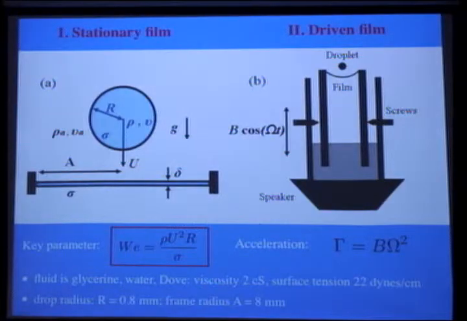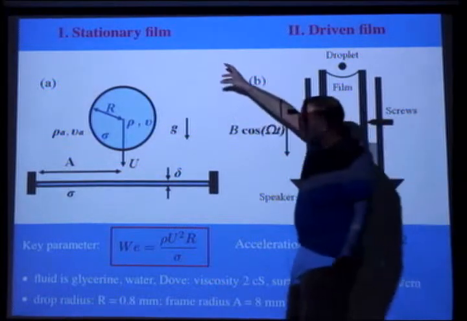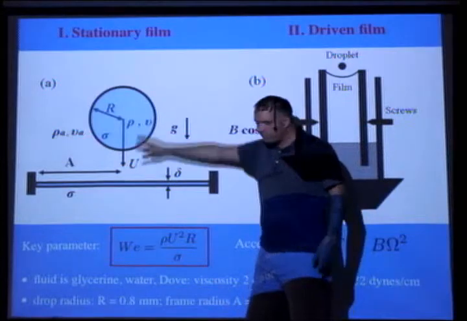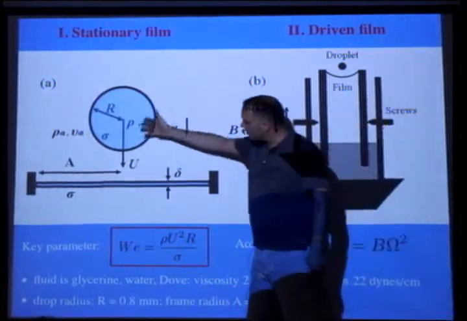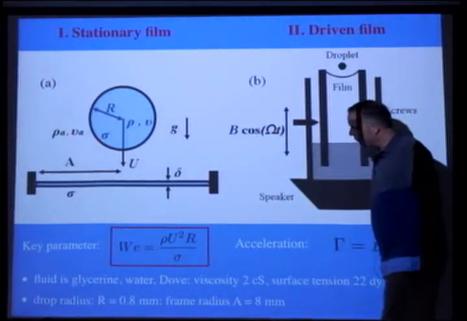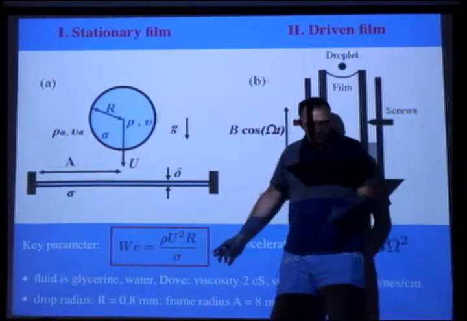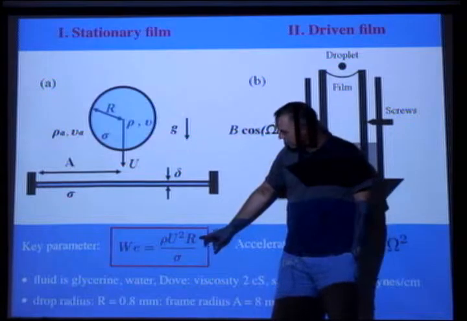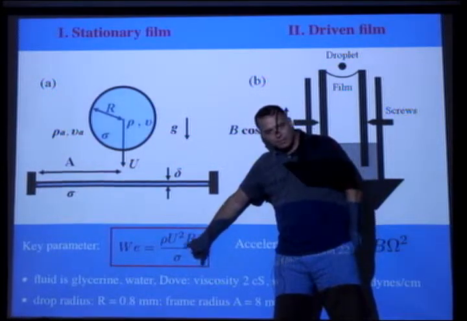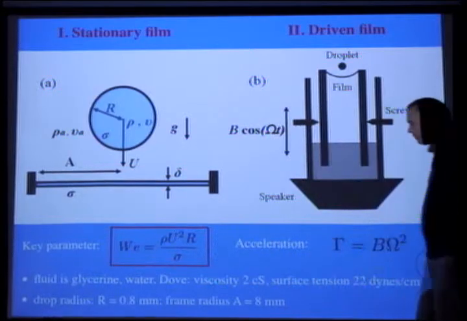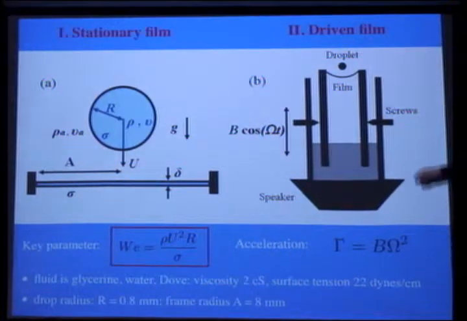So the two problems. The first is, what's the criterion for breakthrough if we have a drop hitting a soap film? So it's the same fluid in the drop and in the film. And we expect the key parameter here, we don't expect viscosity to be dominant. We expect it to be the Weber number, which is basically the kinetic energy of the drop to the surface energy.